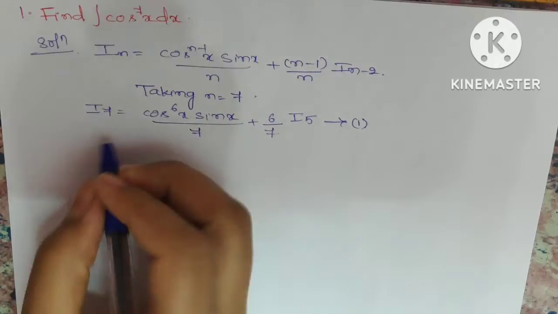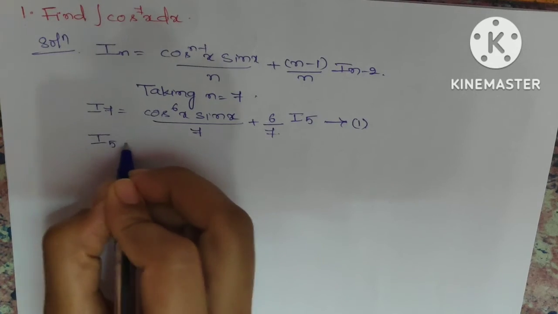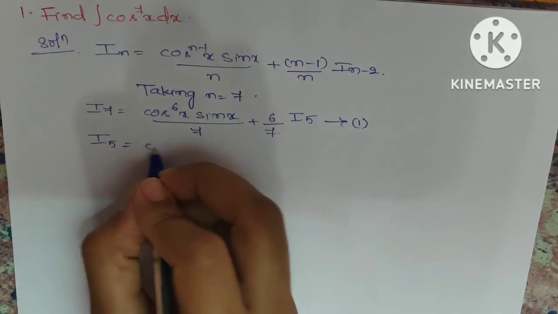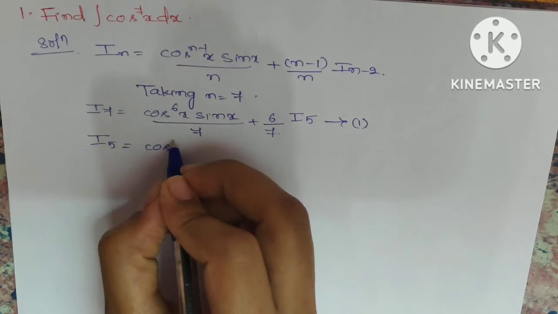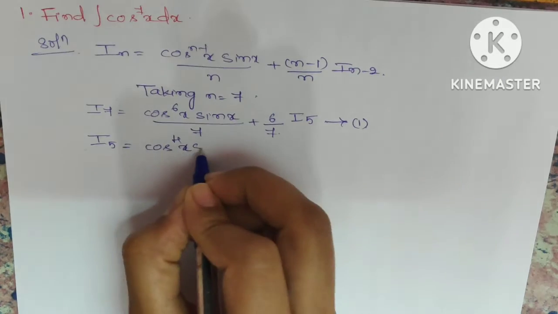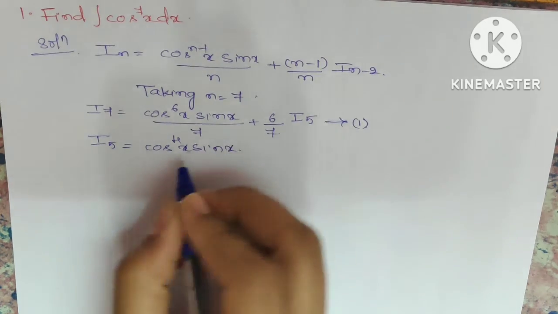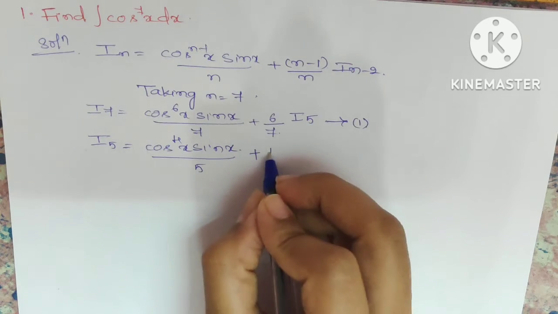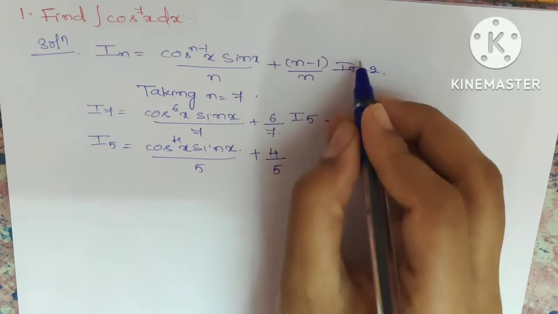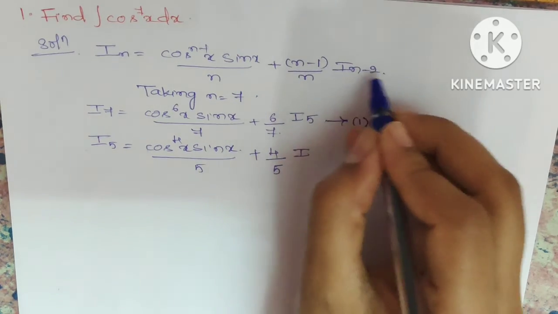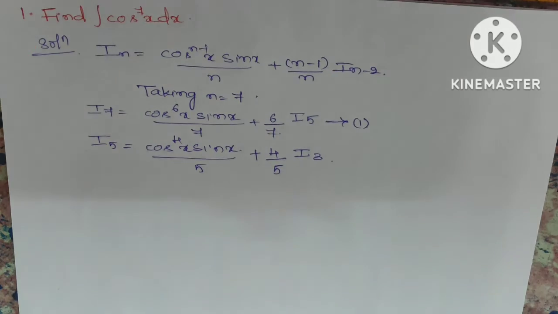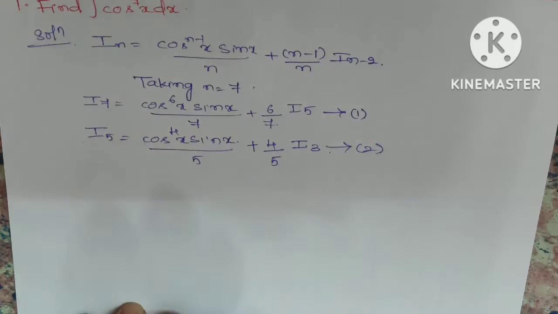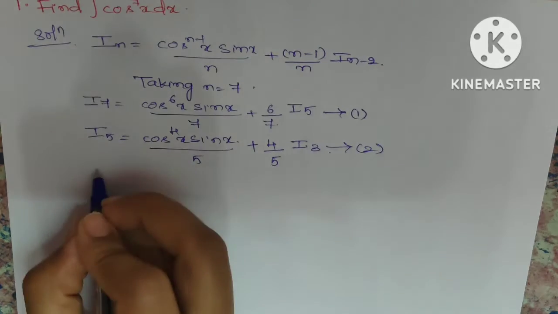Now we have to find out I₅. So I₅ equals, now put n equals 5, cos^(5−1), that is cos^4 x, times sin x divided by 5, plus (5−1)/5, that is 4/5, times I₅₋₂, that is I₃. Equation 2. Now we have to find out I₃ here.